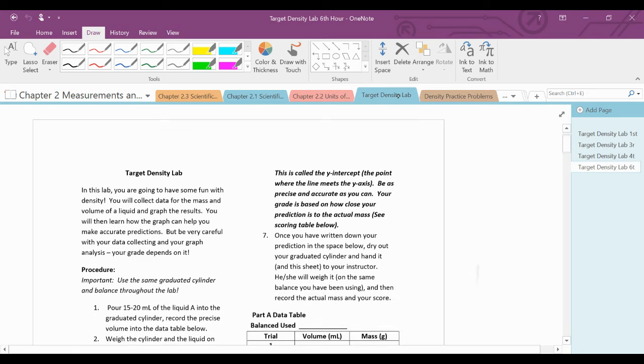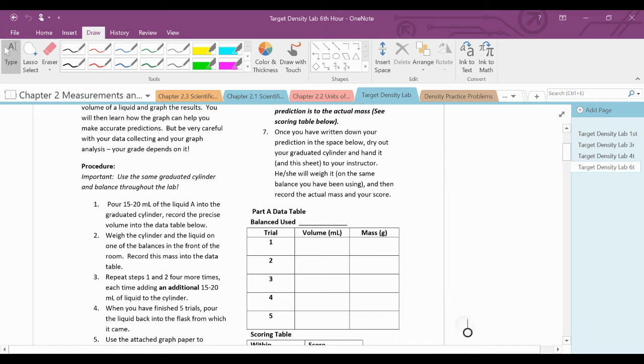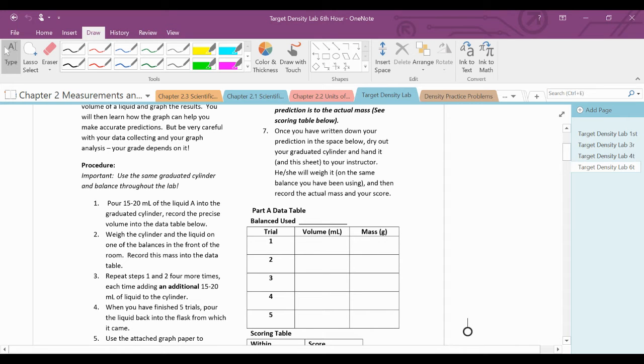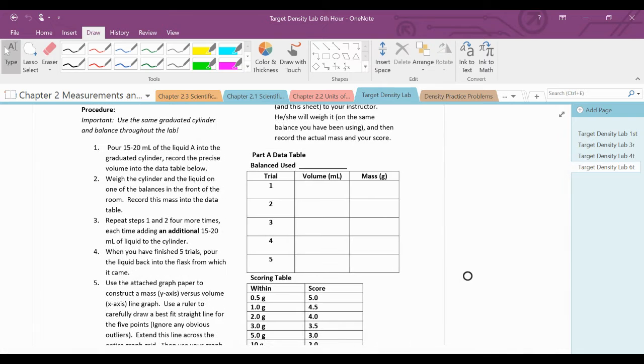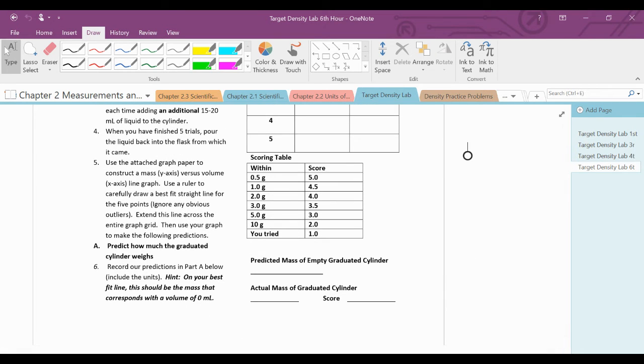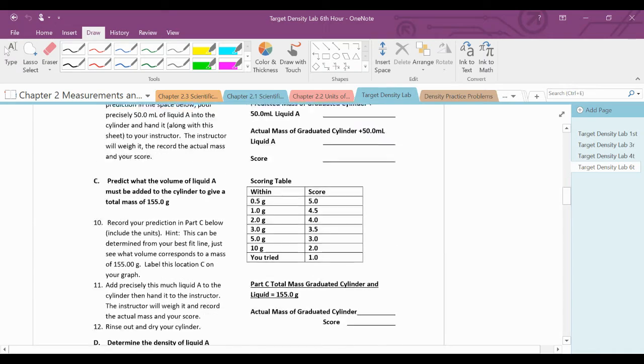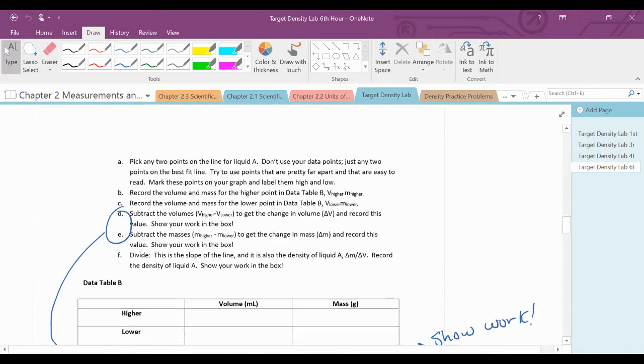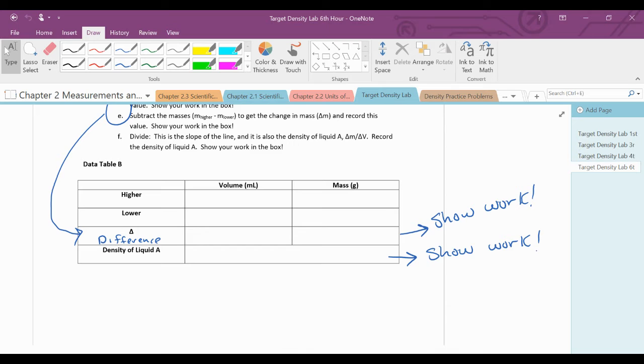So the first 3 parts, part A, part B, and part C, were performance-based. So you got a score out of 5. 5 was the maximum. If you didn't get a 5, you lost however many points. So those are self-explanatory. When you get to here, and this is what I wrote in class, you had to show your work. So if you lost points, it's because you did not show your work.